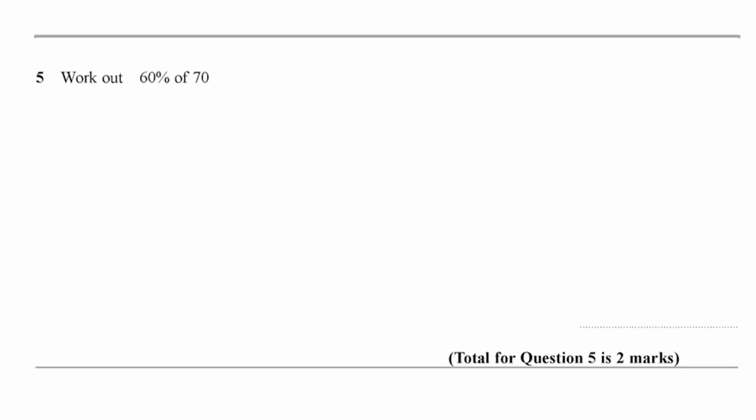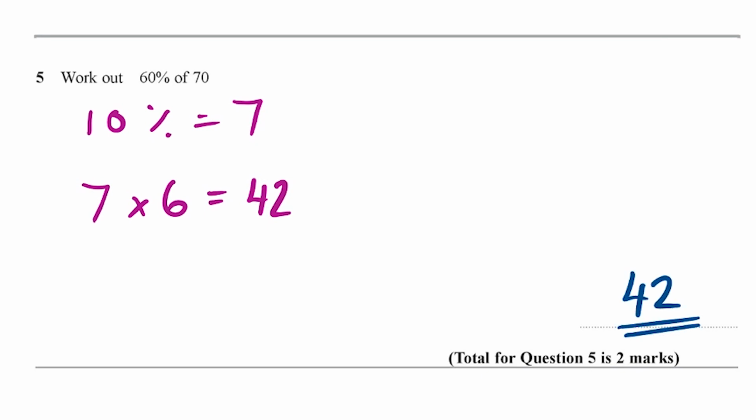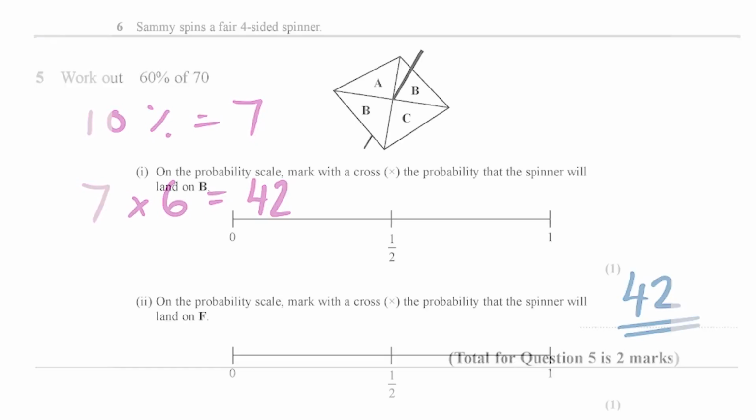Question number 5, work out 60% of 70. Well, this is a non-calculator paper, so the easiest way to do this is going to be to start by finding out 10%, and we do that by dividing by 10. So 10% of 70 is going to be 7. And then we want 60%, which is 6 lots of 10%, isn't it? If I do 6 lots of 10, I get 60. So 7 times 6 is 42. So 60% of 70 is 42.